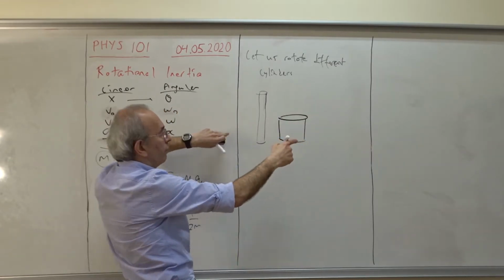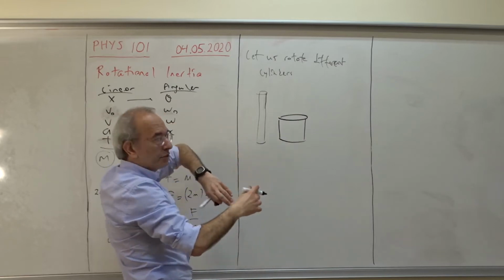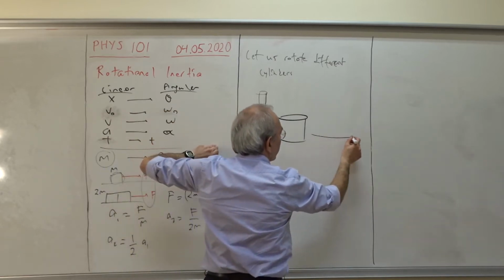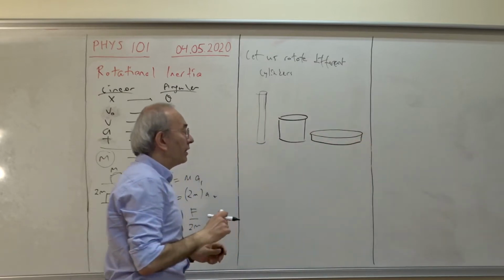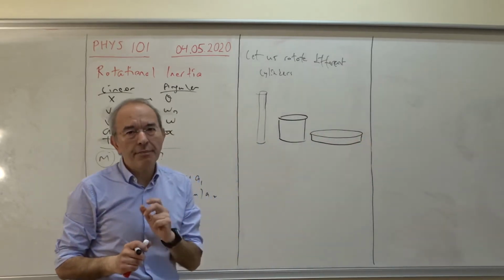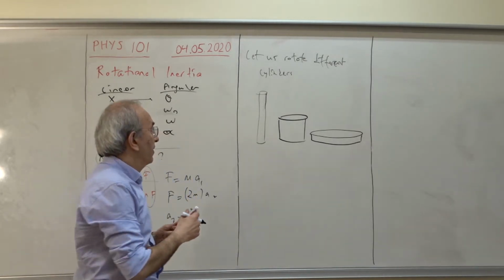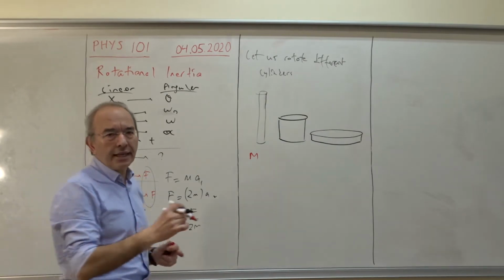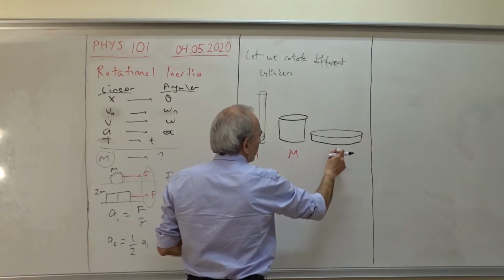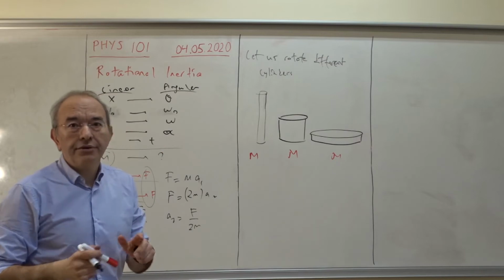Or in the third part, let's go to the other extreme. This time we have the widest radius, this. But let all of them have a mass of m. This one has a mass of m, let's say 10 kilograms. Each one is 10 kilograms. The same mass, but different radii.